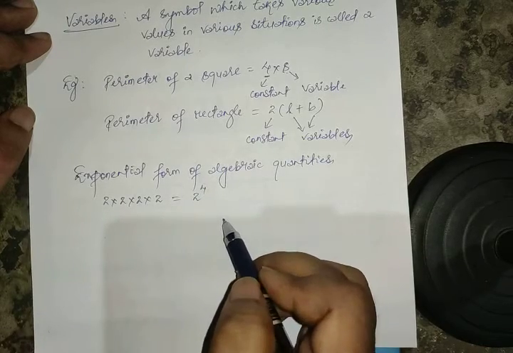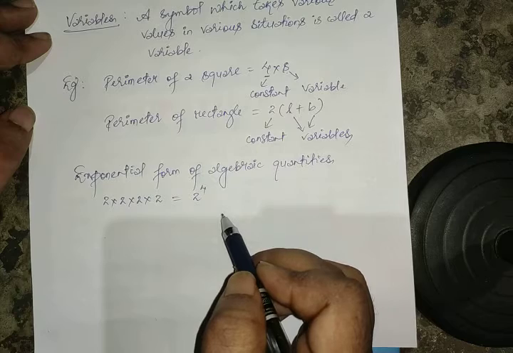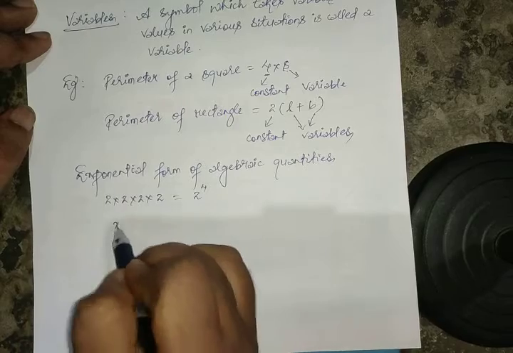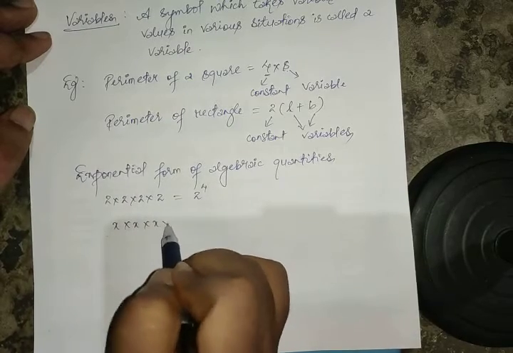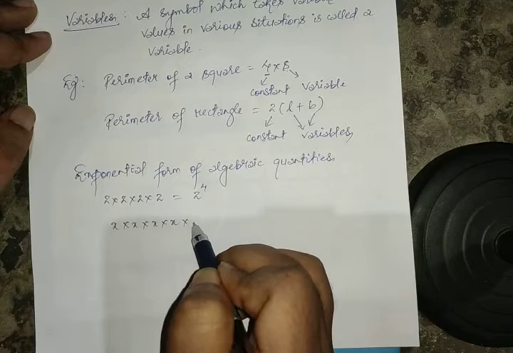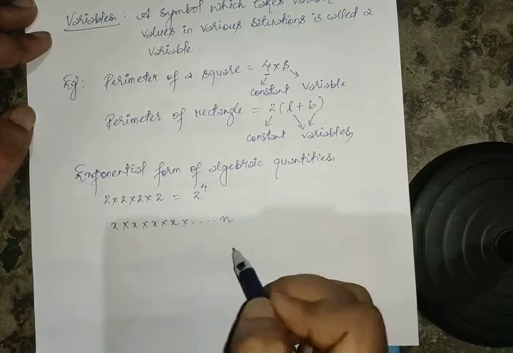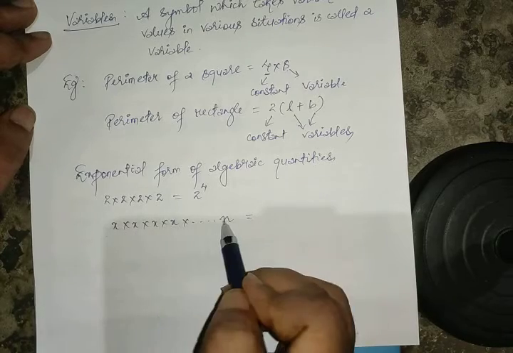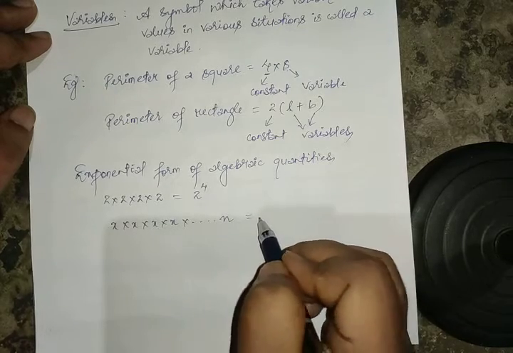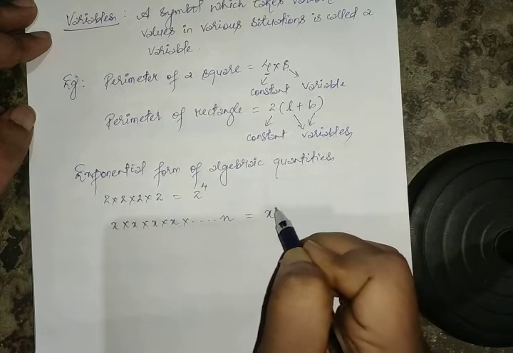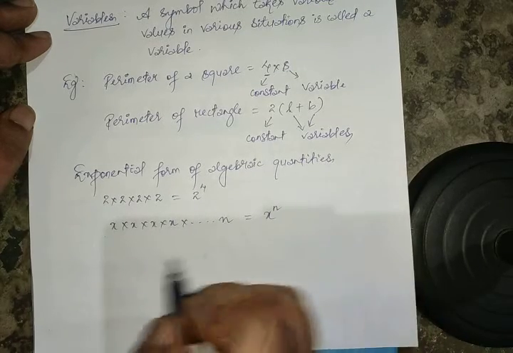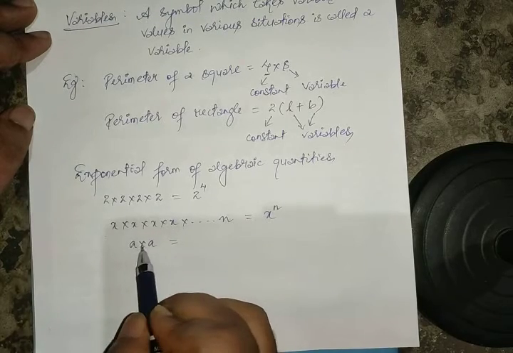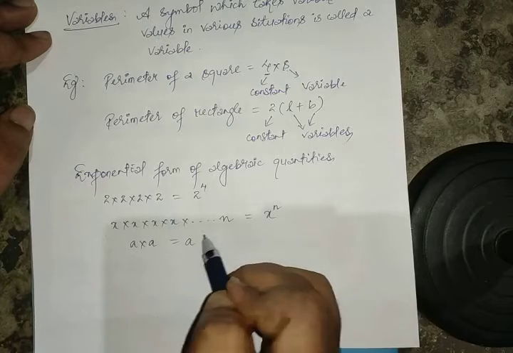So here also we will write in exponential form, but here we will write the variables. For example, x into x into x into x. This x is multiplied n number of times. So how to write it in exponential form? Since x is multiplied n number of times, we write this as x to the power n. For example, a into a. Here a is repeated 2 times, so in exponential form we'll write a square.